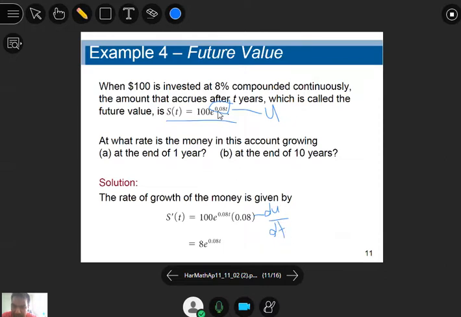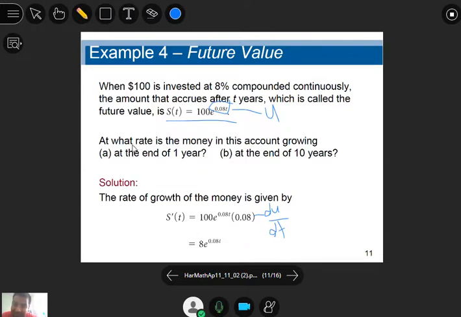So this is your u, 0.08t. If we differentiate this with respect to t, it becomes 0.08. So now you need to calculate the given expression. After simplifying, you get 0.08 times 100, which is 8, and e to the power 0.08t.